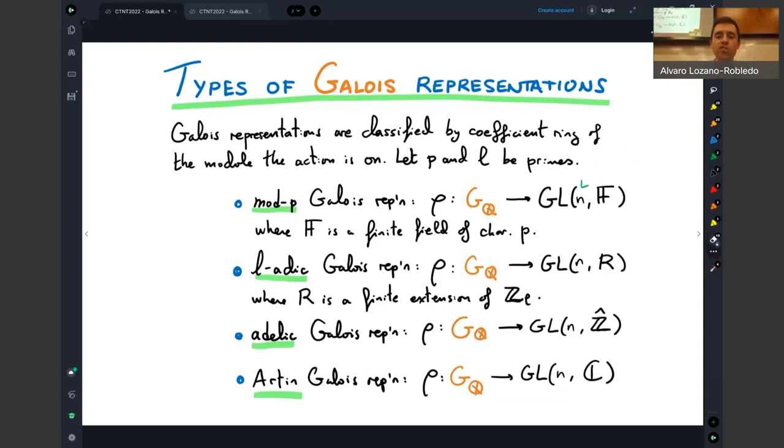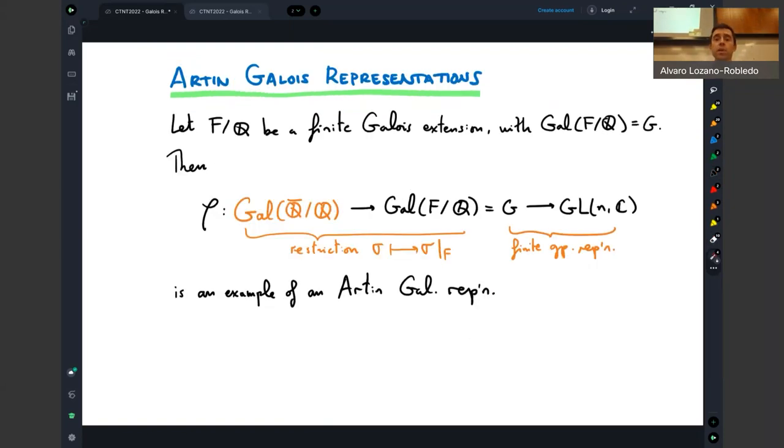Let me start with Artin Galois representations, which are those that land in the matrices over the complex numbers. Let me build some. If you choose a finite Galois extension of Q, then that has a Galois group, and that group has a theory of finite group representations. So what I can do is first go from the absolute Galois group to this finite Galois group by restriction, and then compose it with one of the representations of finite groups, which is something that is well understood.